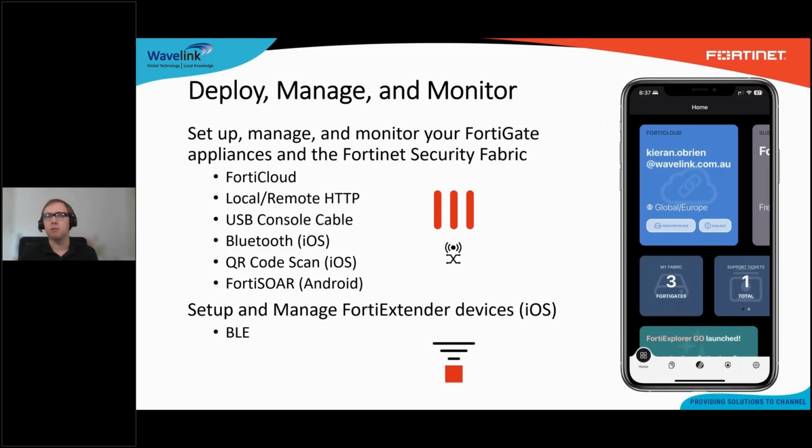So the main one is deploy, manage, and monitor. The app allows you to do that through a whole range of different ways that's best suited for you. You can use FortiCloud. You can use local or remote HTTP access. So you basically just give the app the IP address and the port number of the GUI, and then you can access that FortiGate device directly from the app.